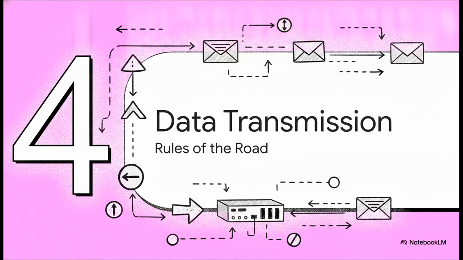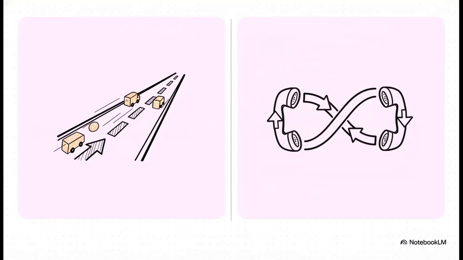Next up, Section 4, methods of data transmission. So now we need to contrast the extreme rules of the road. On one side, we have simplex transmission, which is strictly one way. Think of this exactly like a physical one-way street in a city. Traffic can only ever flow in a single direction, never back. On the total opposite side, we have full-duplex, which allows for simultaneous two-way transmission. Full-duplex is just like a standard two-way phone call. Both people can talk and listen at the exact same time without interrupting the flow of the conversation.